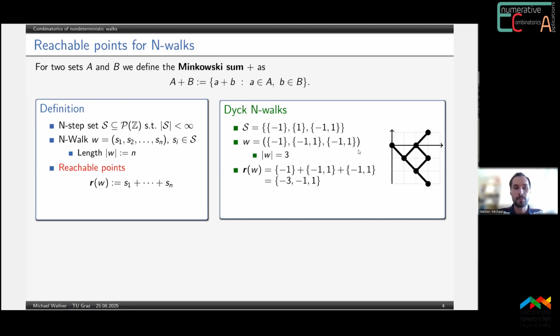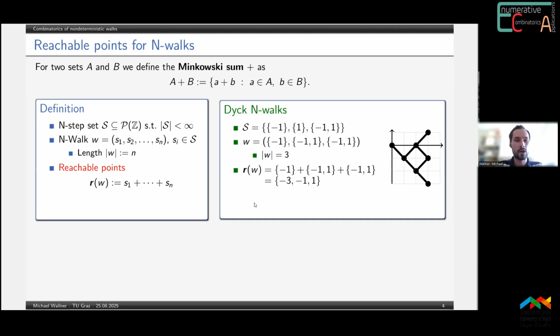So then the reachable points are nothing else than the Minkowski sum of my allowed steps, of my used steps. So in this case, we do a -1, this down step, then we do a {-1, 1}, so we simultaneously go up and down. And then we do another {-1, 1}, this fork, and we do simultaneously a 1 up and down on all of them. And so my reachable points are then nothing else than this Minkowski sum. So this is the -3 here, the -1, and the 1. And what I need to understand here is two parameters: the minimum, which I denote by min w, which is -3, and the maximum, which is here 1 in this case.